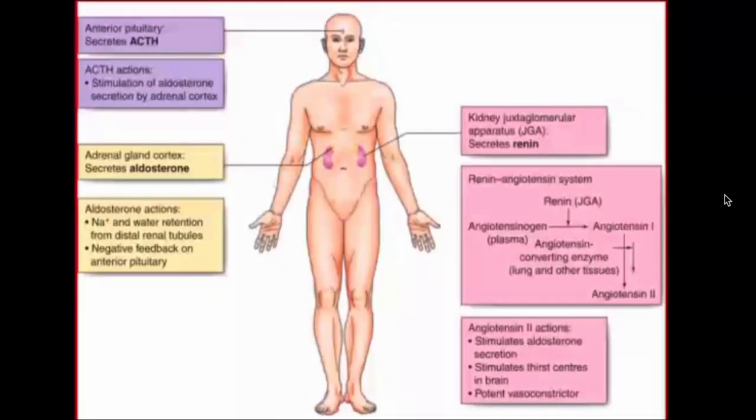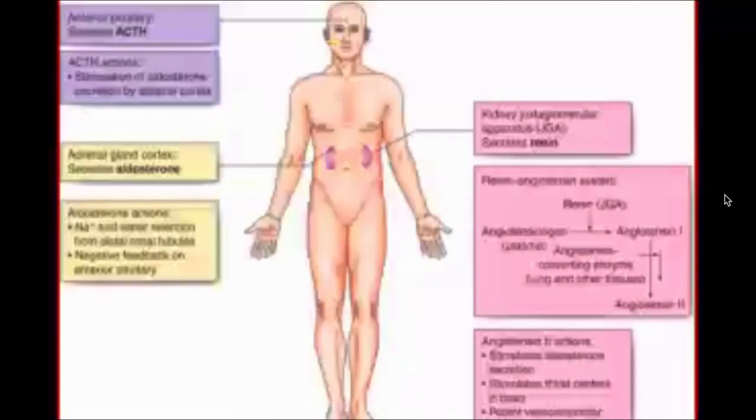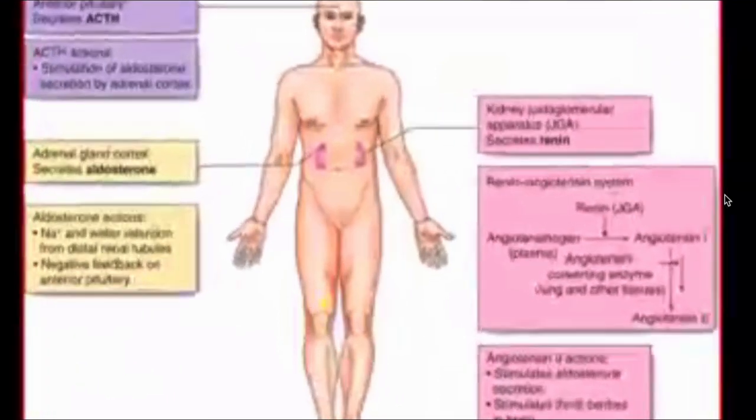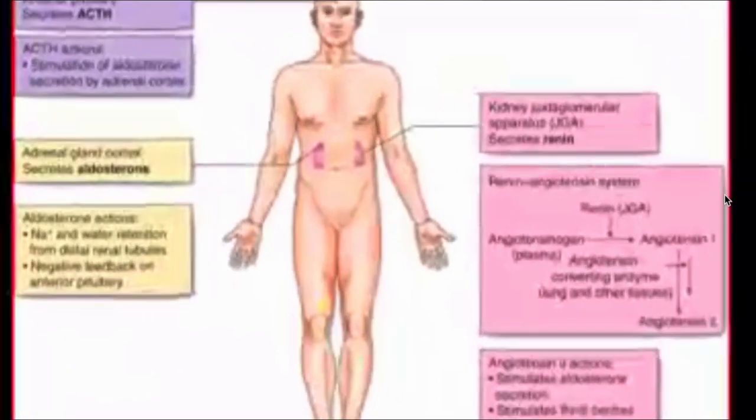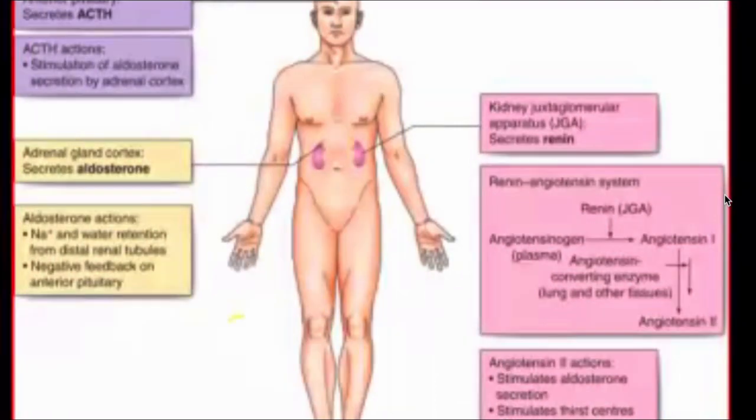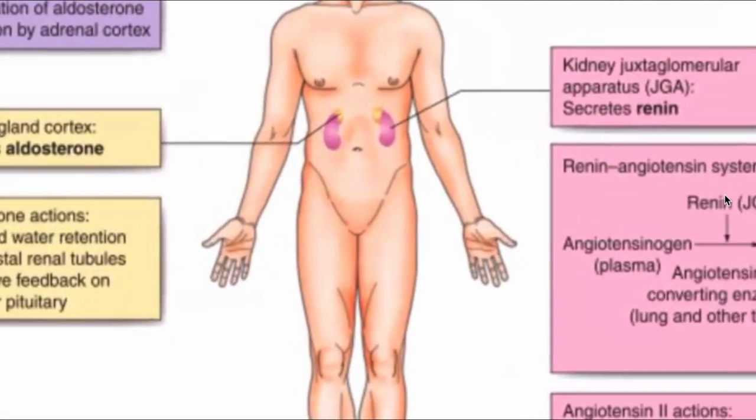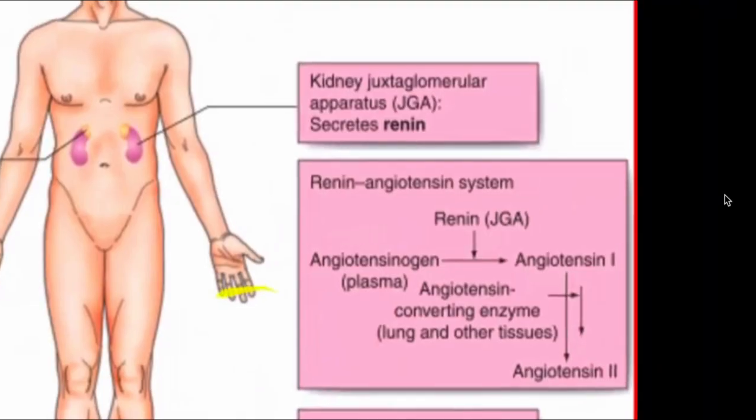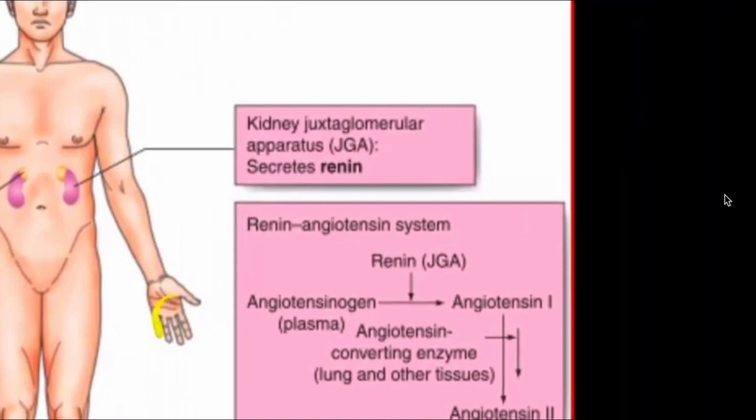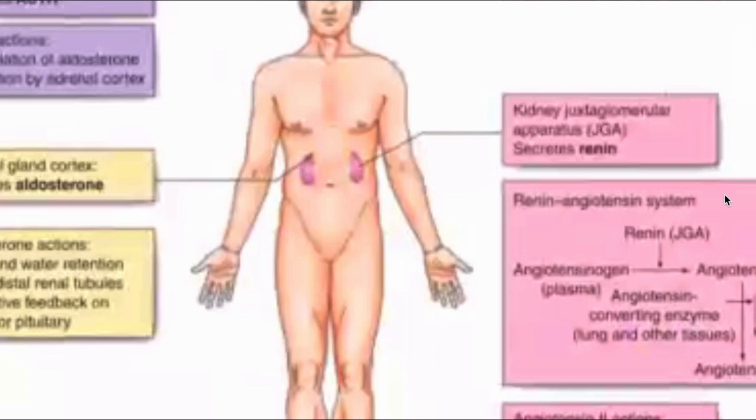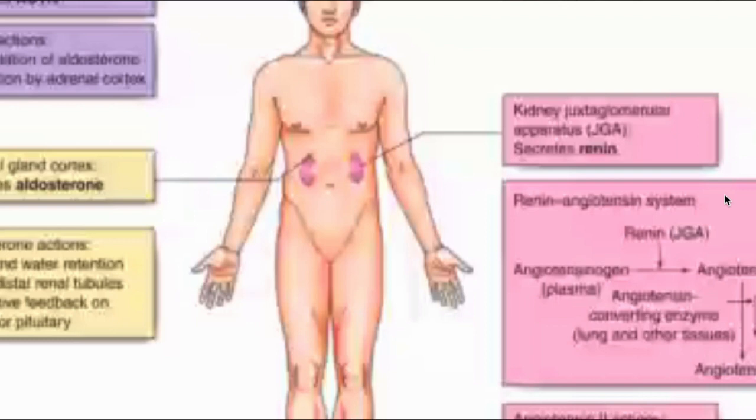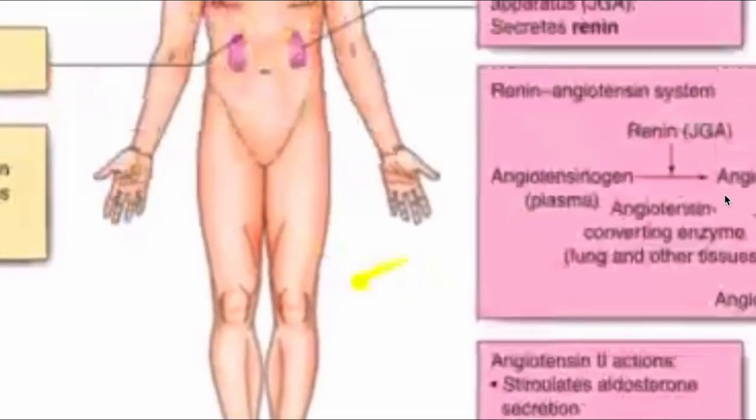We can see the anterior pituitary, which secretes ACTH, and the action of the ACTH, which is stimulation of aldosterone secretion by the adrenal cortex. Then aldosterone, as mentioned earlier, causes sodium and water retention from the distal renal tubules, which aims at correcting the hypovolemia, or the sudden blood loss, or the insult to the body. The juxtaglomerular apparatus is also responsible for secretion of renin, which acts on angiotensinogen from the liver and is then activated, finally leading to the retention of sodium from the renal tubules.